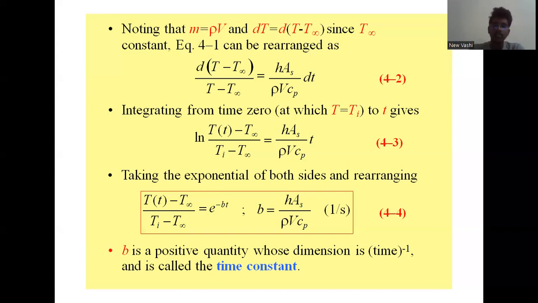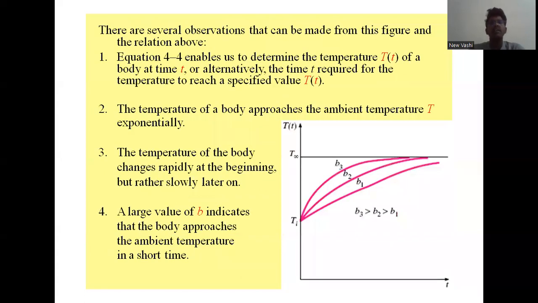Taking the exponential of both sides and rearranging, (T − T∞)/(Ti − T∞) = e^(−bt), where b = hA_s/(ρVC_p) in 1/s. Here b is a positive quantity whose dimension is time to the power minus 1, and it is called the time constant. There are several observations that can be made from this figure and the relation above.